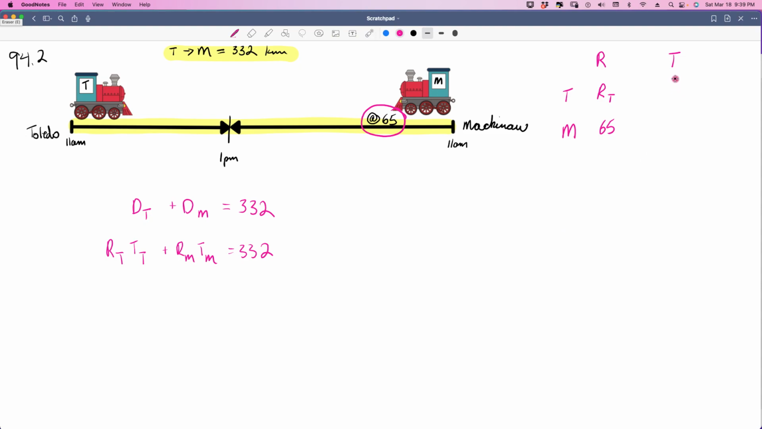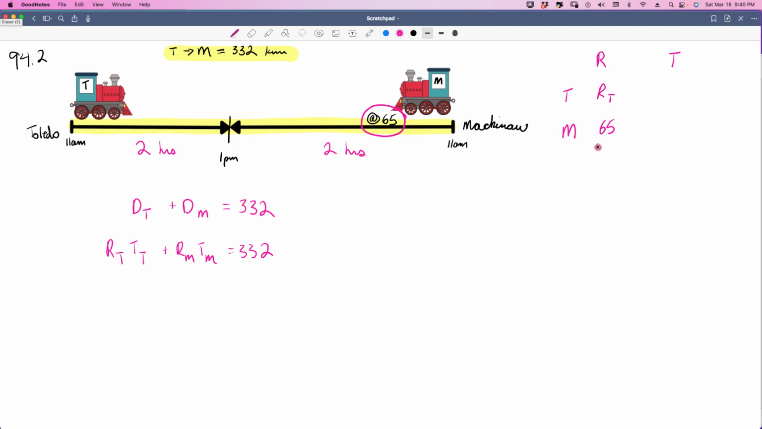Now, what about the time of the Toledo train? Do we have a time for that? Yes, we do. We have from 11 to 1 p.m. So from 11 to 1 p.m., that's 2 hours. And from 11 to 1 p.m. here, they have the same time. So that's 2 hours also. Right? They both left at 11 and they met at 1.